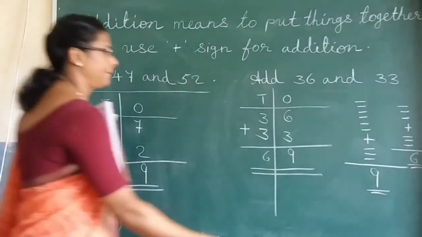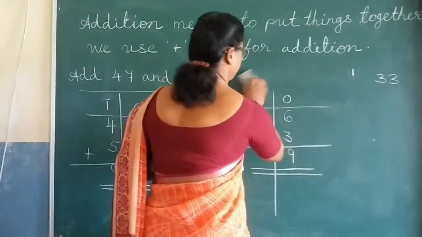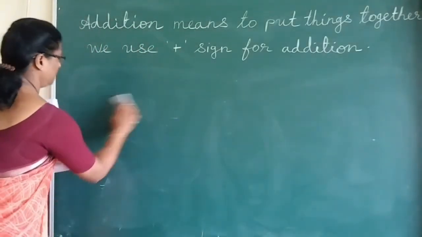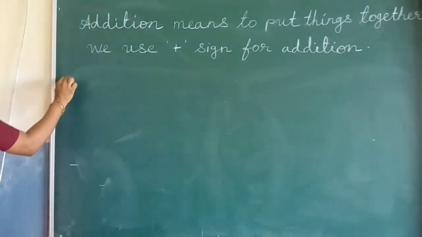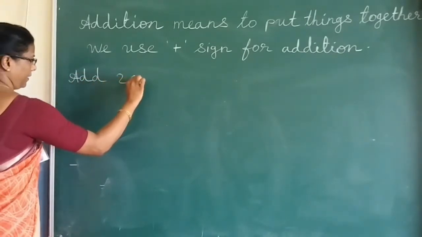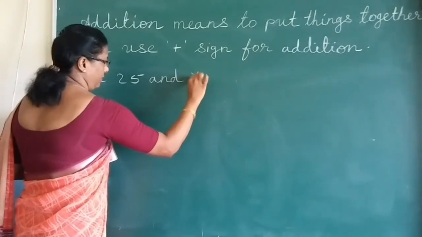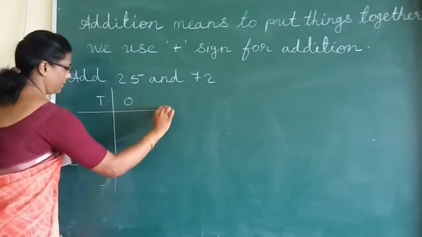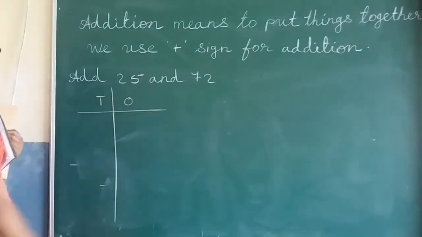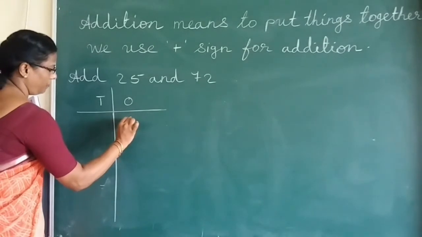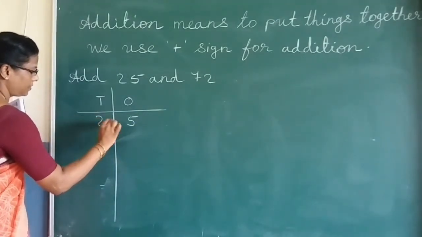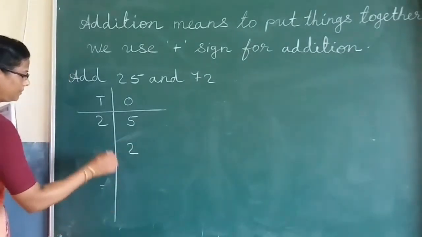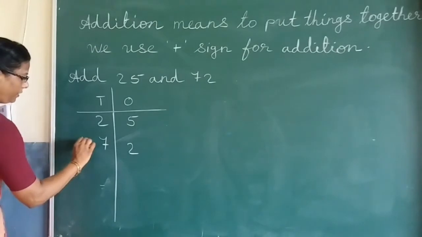One more example. Add 25 and 72. Make columns. 25 and 72. Write 5 in the ones column, 2 in the tens column. Another number: 2 in the ones column, 7 in the tens column.